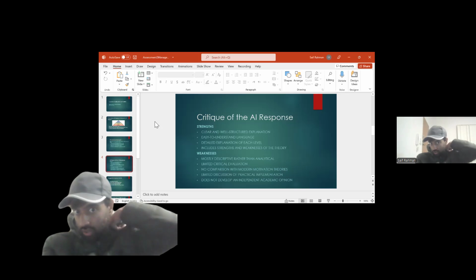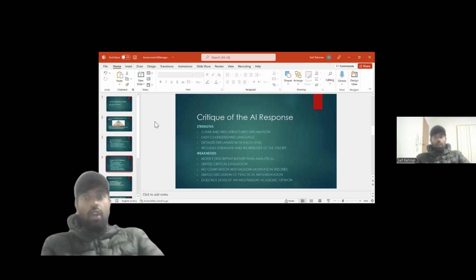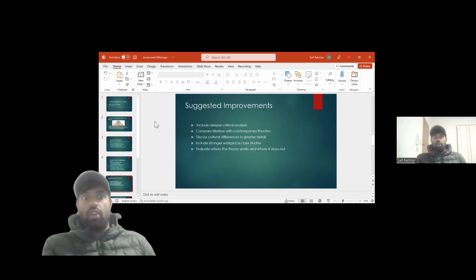As for the weakness, while it mentioned the strengths and weaknesses of the theory, which was a strong point, it did not give an analytical response. It has been descriptive. It has just pointed out that these are the strengths and these are the weaknesses that so far have been identified, but it has not given its own independent opinion based on critical analysis of this theory against contemporary theories and against different organizational and cultural contexts.